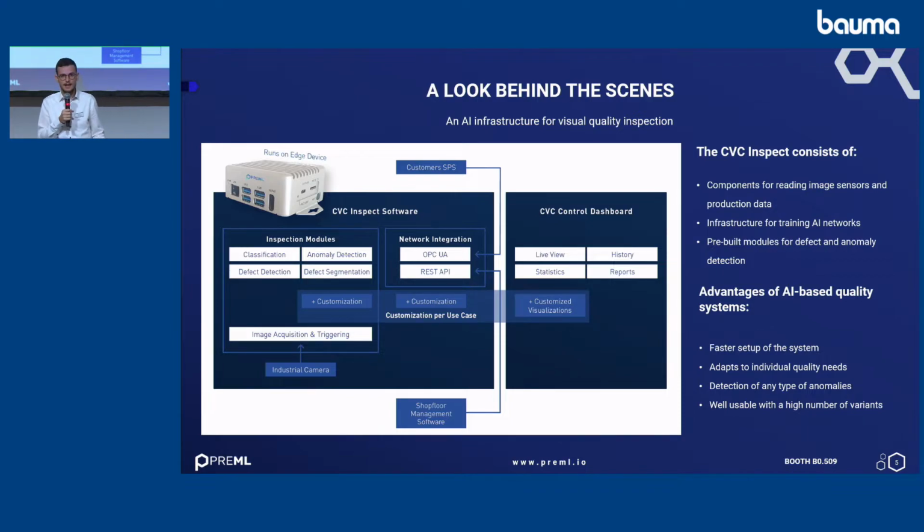By using this AI, we have a really quick setup of the system, and we're also able to adapt it to individual quality needs, which can be different from one plant to the other. Or at least this is what we see in the market. It's also possible to detect anomalies which we haven't seen before, and it's also usable with a high variety of products.